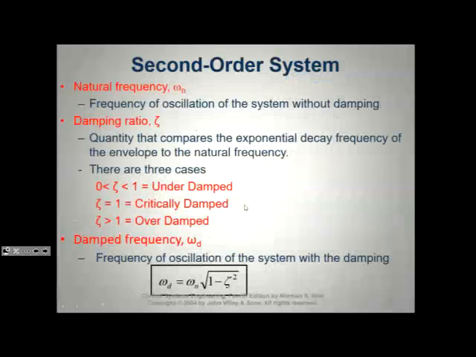Okay, we already talked about that. I think you already probably know this, that if your zeta value is less than 1, you have an underdamped system. If zeta value is equal to 1, it's critically damped. If it's greater than 1, it's overdamped. If it's 0, it's undamped. Okay?